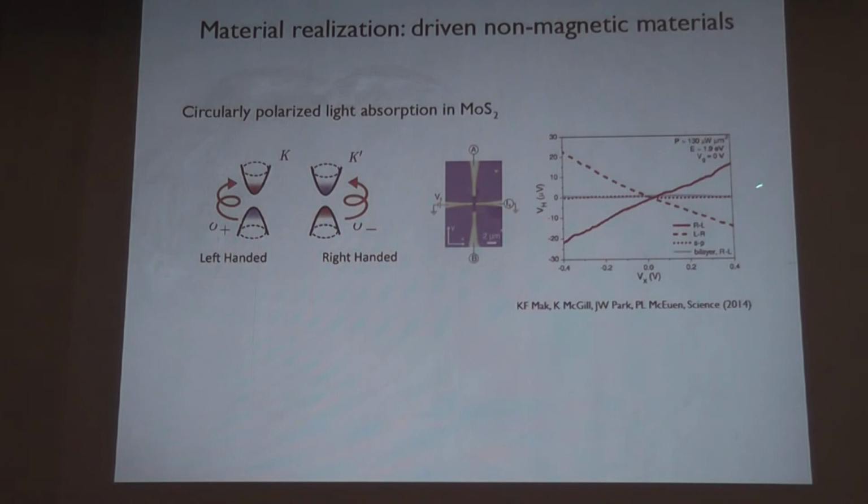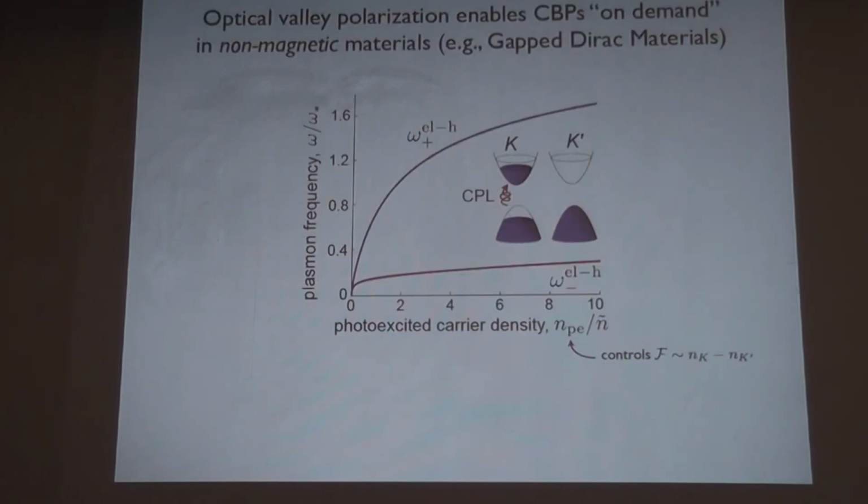In these systems, the group at Cornell has seen a Hall effect at B equals 0, controlled entirely by shining circularly polarized light onto these systems. This was on MoS2, and they were able to see a Hall current which was controlled by the helicity of the light you choose. So since they can see a Hall effect in the system due to Berry curvature effects, maybe I can also see these Berry plasmons in these systems as well.